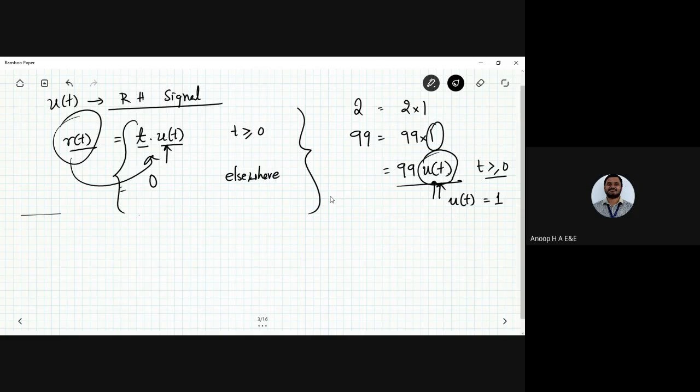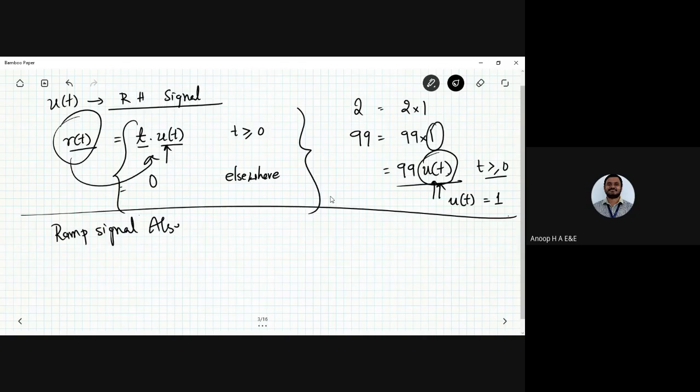Now, a very important thing: the time shifting property that was applicable also holds good for the ramp signal. So that is the basic operations on the independent variable.